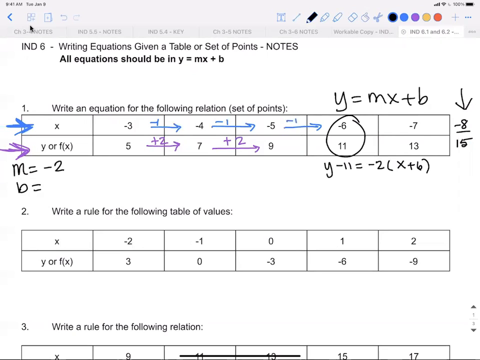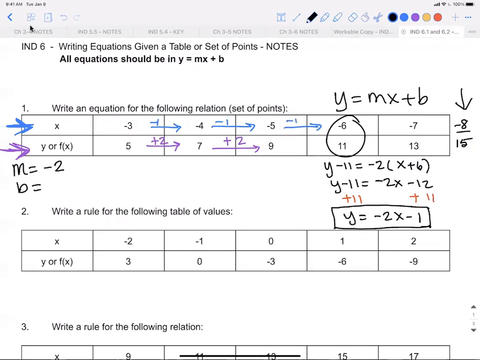And when I distribute, I get y minus 11 equals -2x. -2 times +6 is -12. And then I add an 11 and add an 11. And I end up with y equals -2x minus 1. So there is my equation for this set of points, or this relation. This is my slope-intercept equation that represents the line. If you were to graph all of these points, it would graph this line.